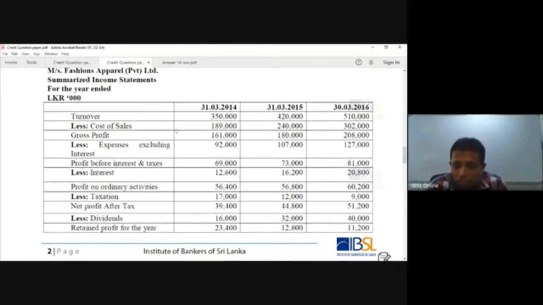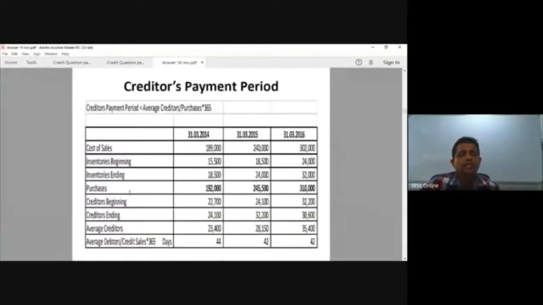When you rewrite the formula, purchases will be equal to cost of sales plus closing stock minus beginning stock. Cost of sales plus closing stock minus opening stock. Using that methodology, we can calculate the purchases.